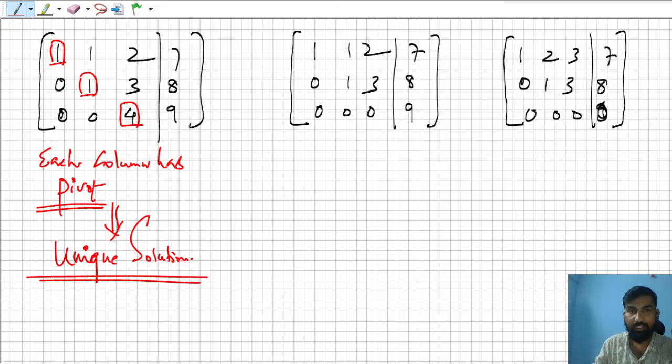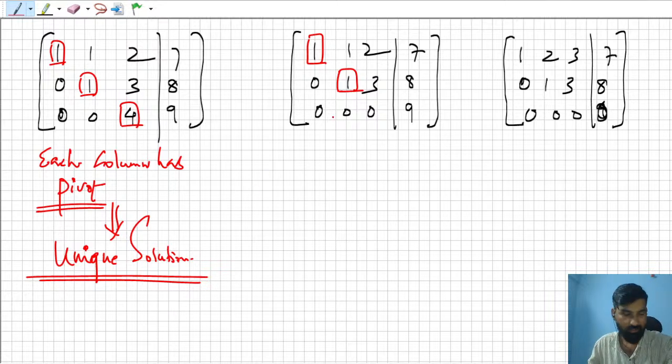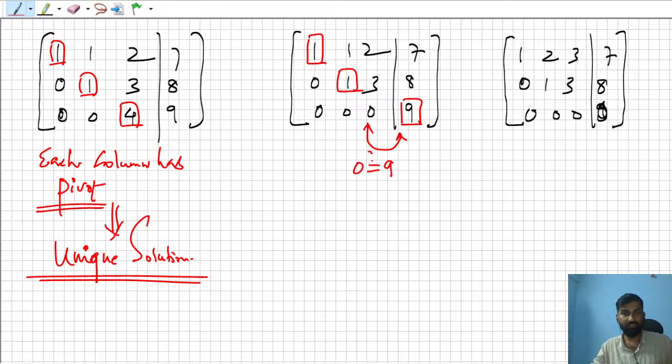Always keep this in mind. In this case, how many pivots are there? 1 pivot, 2 pivots. But the matrix A does not have a pivot in each column. But you see here, the augmented matrix has 1 more pivot. This is one of the culprits here. Why? If you apply back substitution, it shows 0 equal to 9. Is it possible, guys? No, it is not possible. It is not consistent.